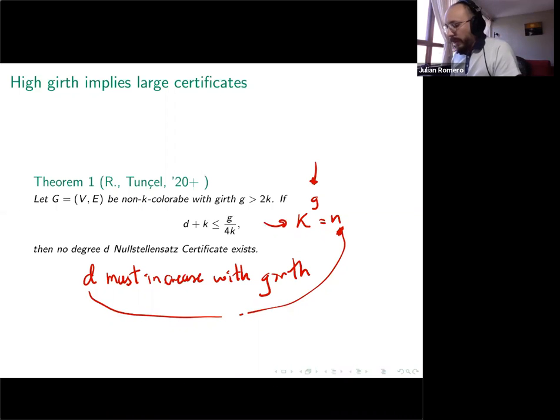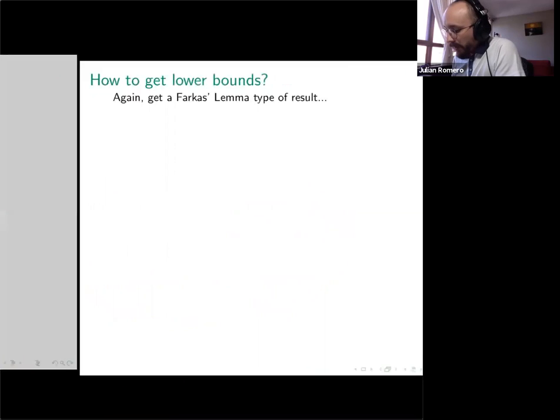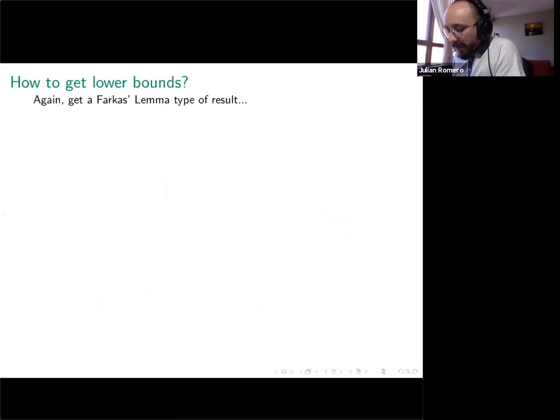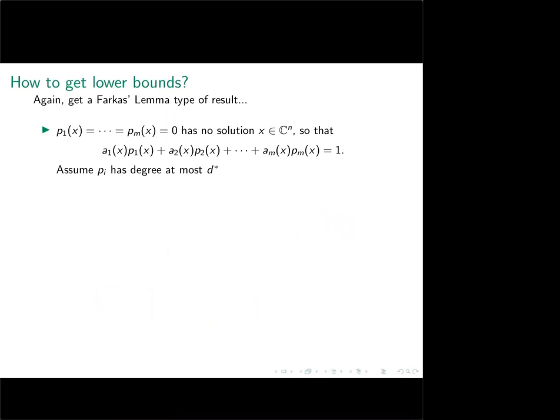Okay, great. So how can we find lower bounds? So this is the troll. How do you obtain lower bounds? So again, the idea is to use another Farkas lemma type result. Okay, so suppose that... Julian, I have a quick question.